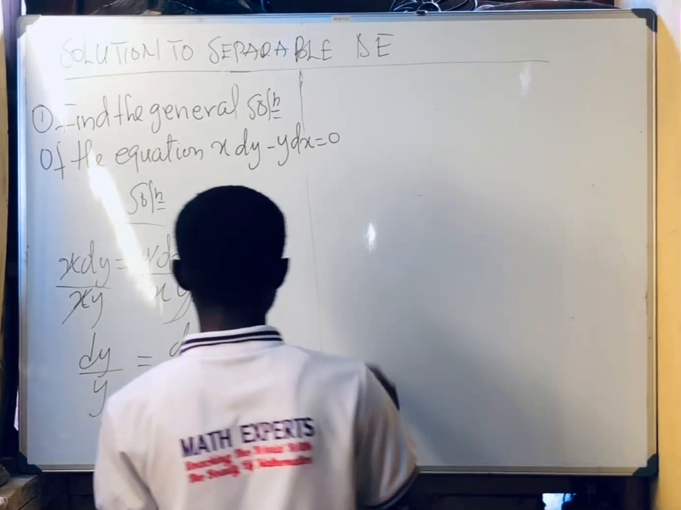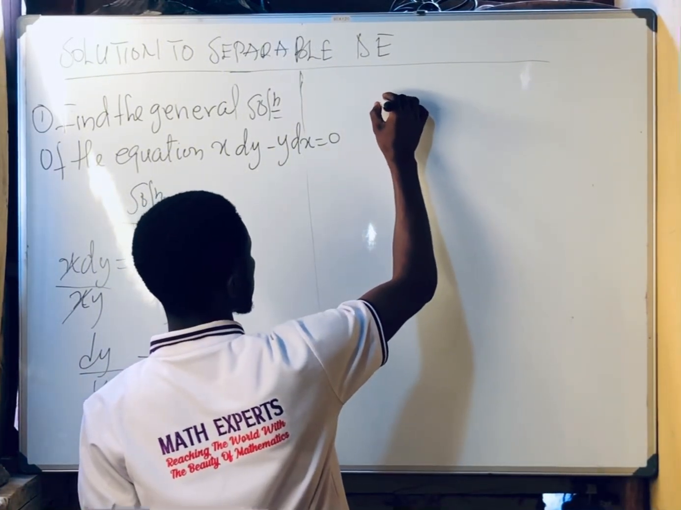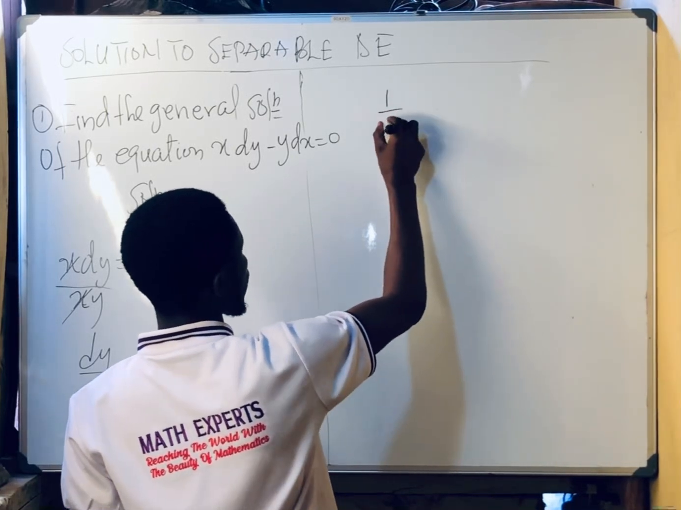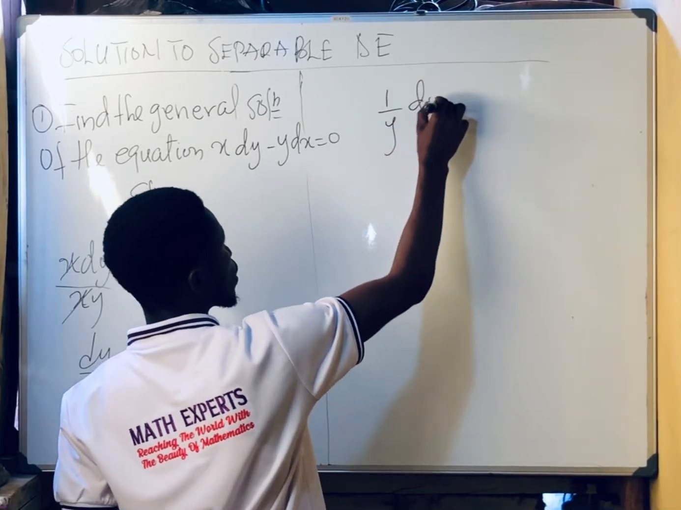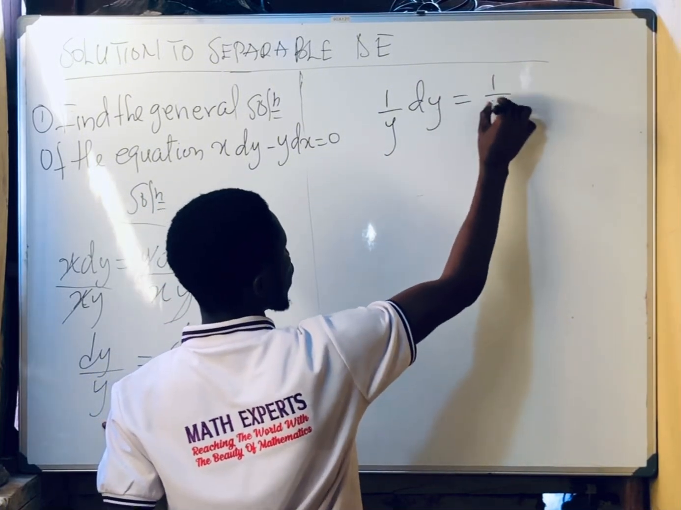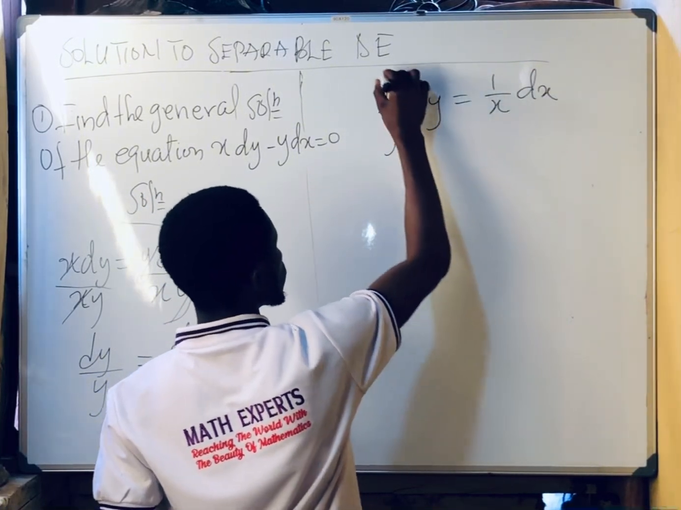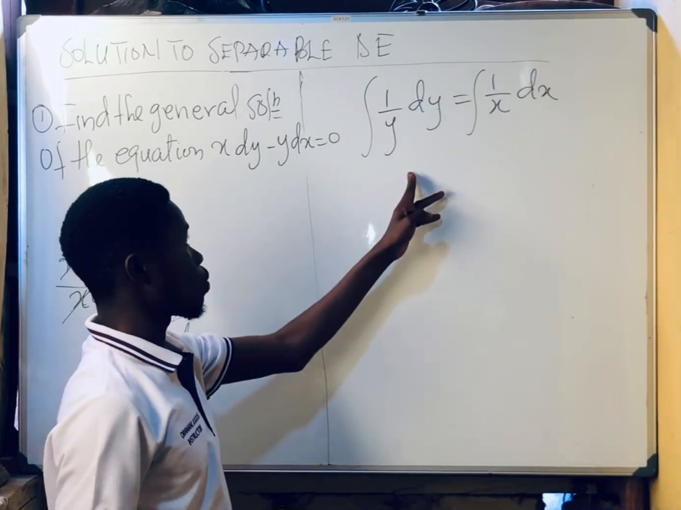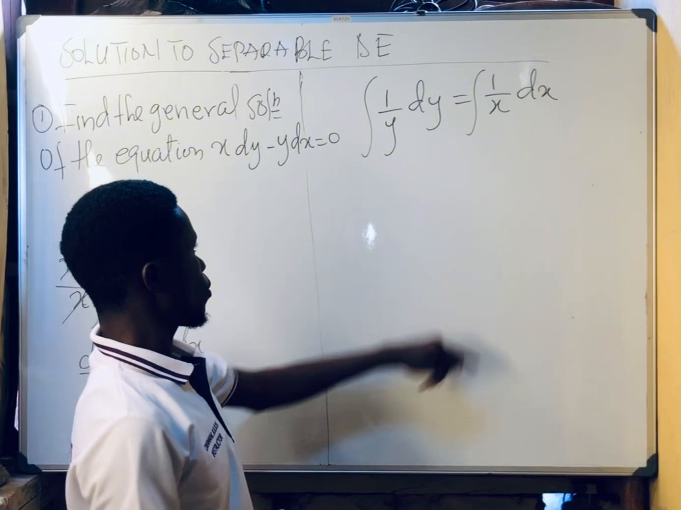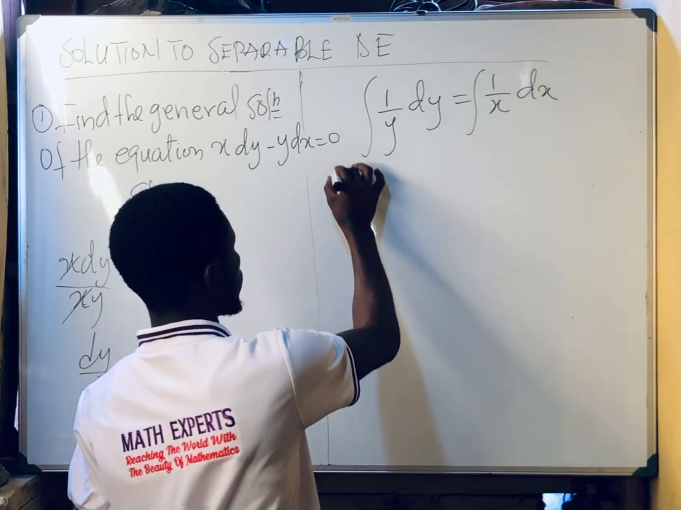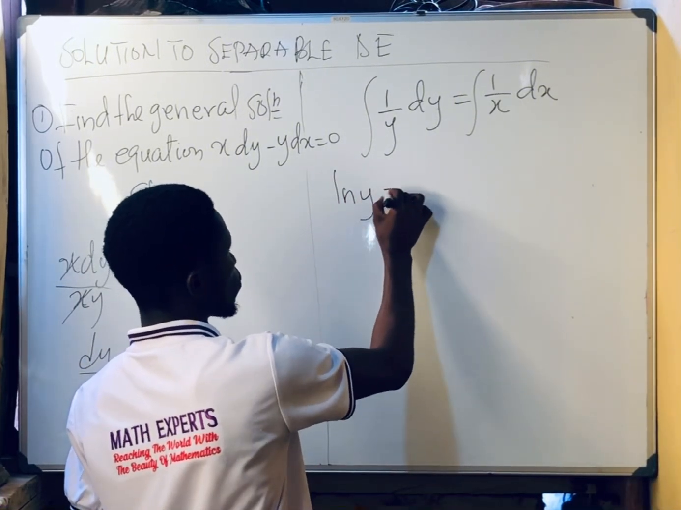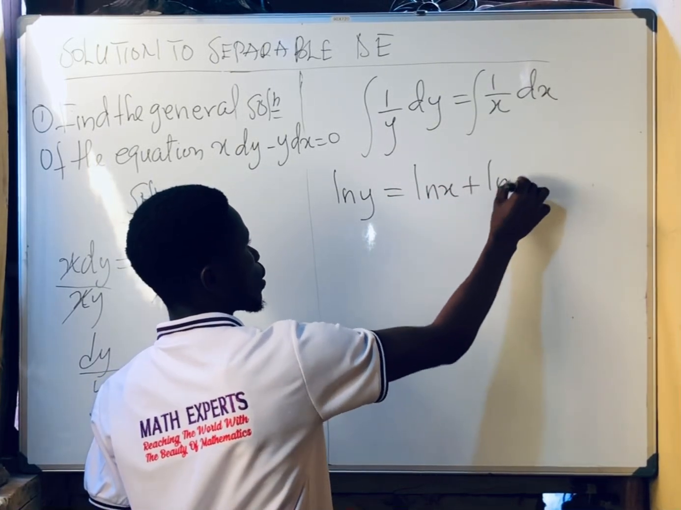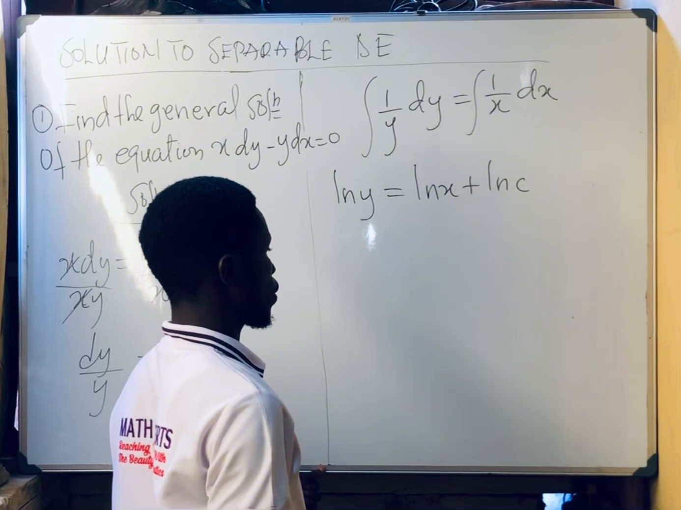Now from this point, I can write this one as 1 over y dy equals 1 over x dx. So I just integrate it. When we integrate 1 over y, we have what? You can guess. So we have ln y equals, when I integrate this, I have ln x plus ln c. Is that okay?